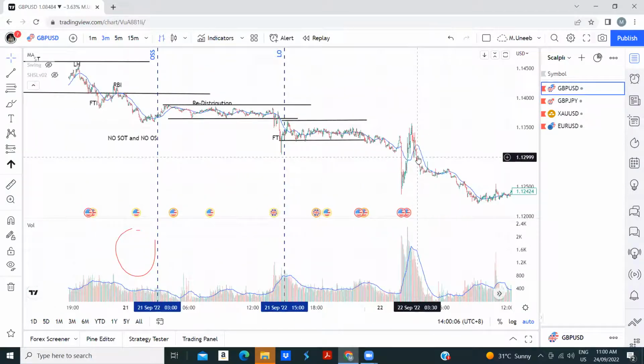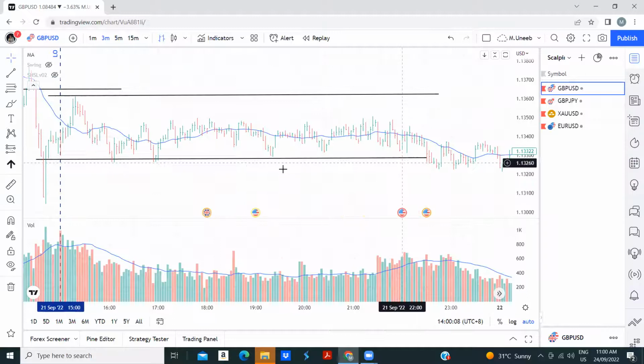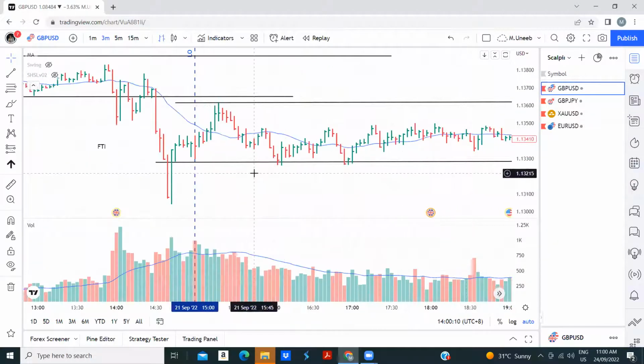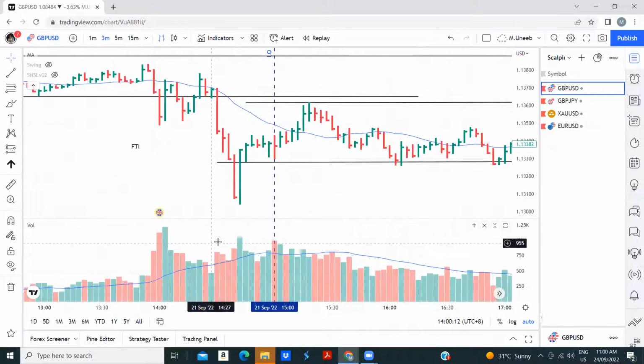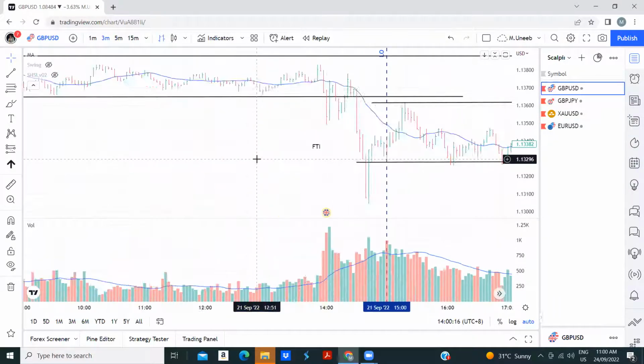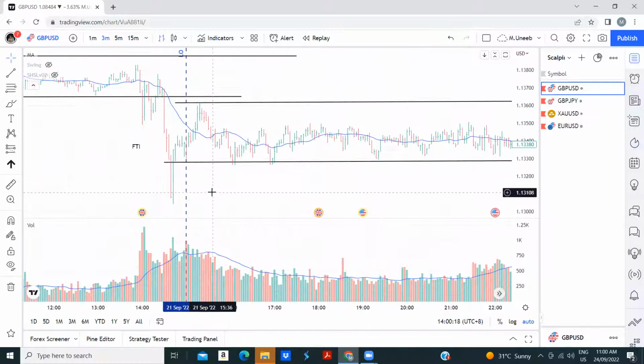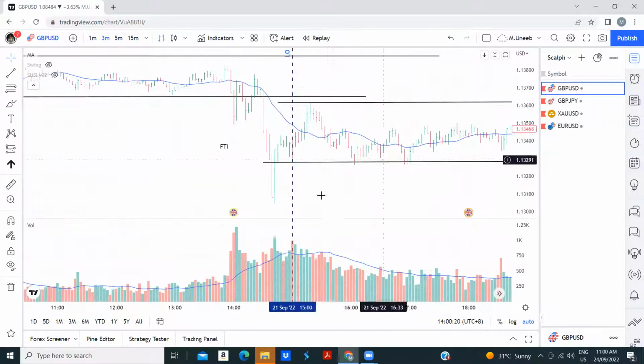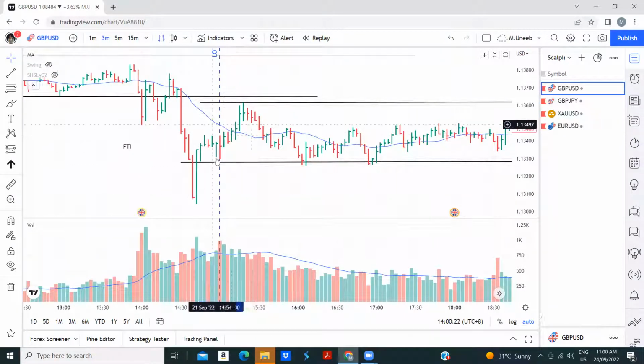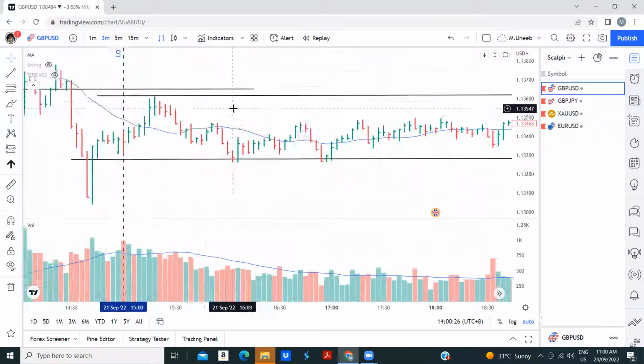Now just notice this here. The price is forming an FTI. But this FTI, as I told you, it breaks down, and then this is the huge FTI here. The London is open right over here. So of course you cannot take the trade like this, right?